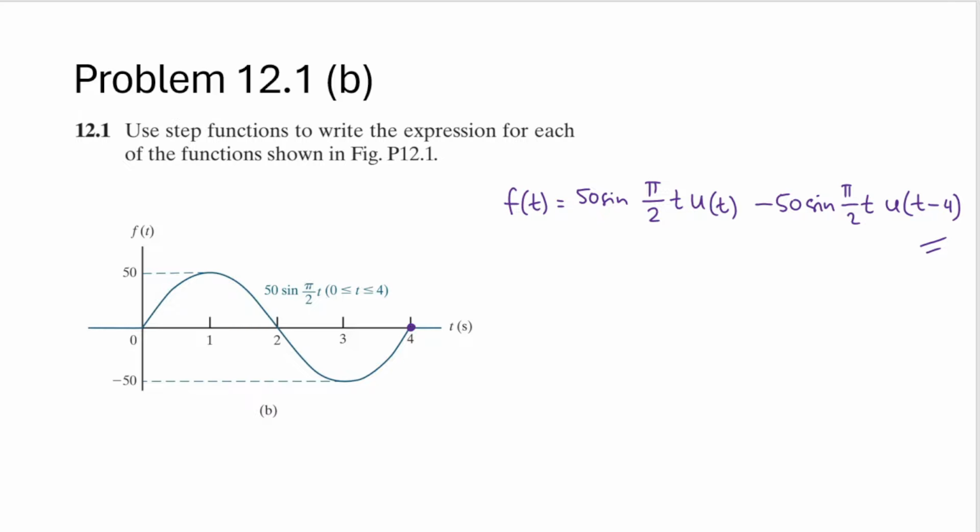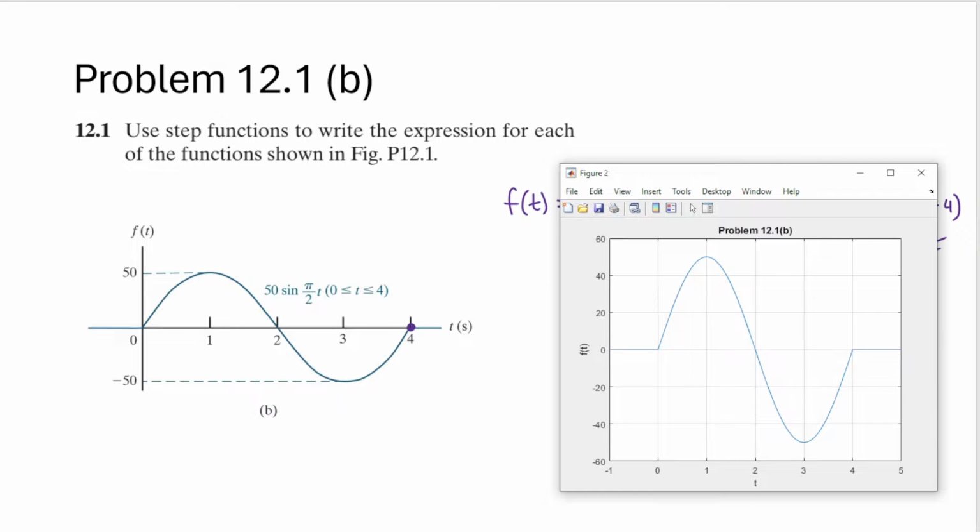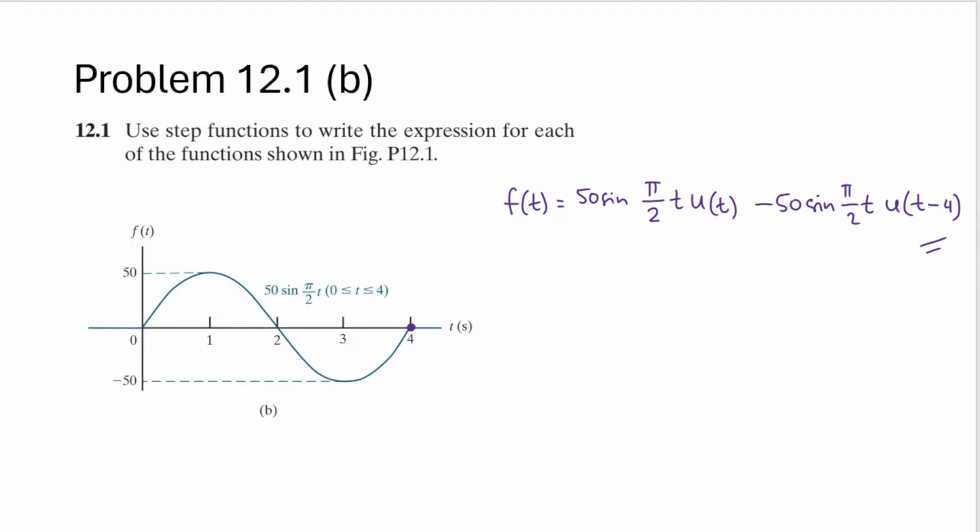So this is the one that I created in MATLAB, and it looks exactly like this one, and at t equals 4 it came back to 0. Okay, so that is the answer for question 12.1b, and now let's move on to part C.